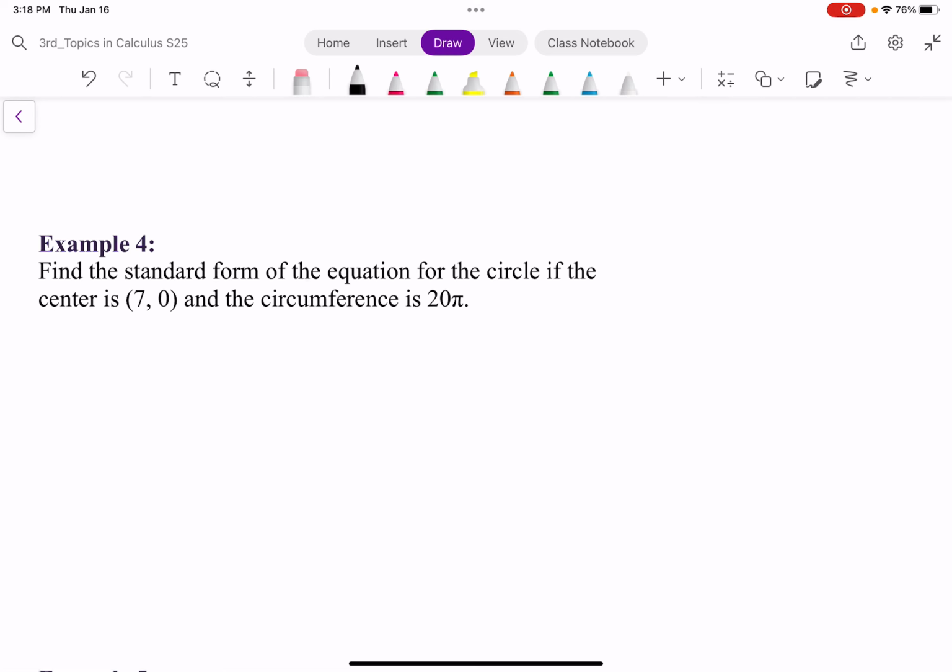Last one, it says find the standard form of the equation of a circle where the center is at (7, 0). Right now, I don't know what to plug in for my r squared because my r is not given. However, it says the circumference is 20 pi. Well, remember, circumference is 2 pi r. So that means 2 pi r equals 20 pi. If I solve for r, my radius is 10. So now I can simply replace that with 10 squared, which is 100. And that's it. That's everything.